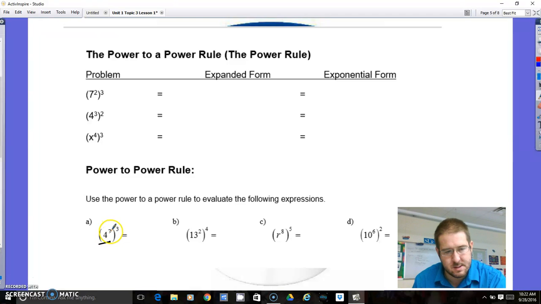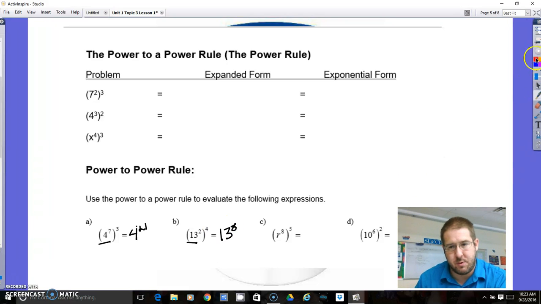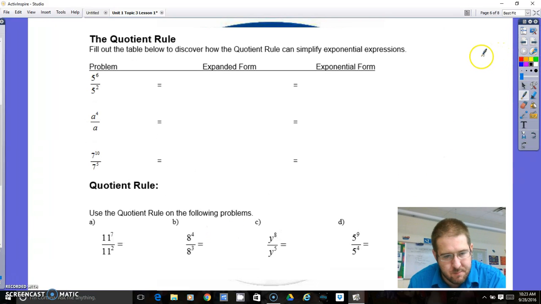4 to the 7 to the third is 4 to the 21st. That's called the power to a power rule. 13 is the base, times 2 times 4 makes 8. Done. It's really just that easy. Okay, laws of exponents, very simple.